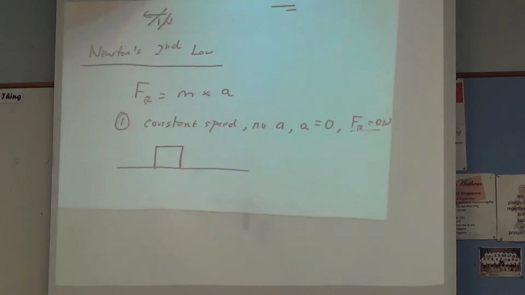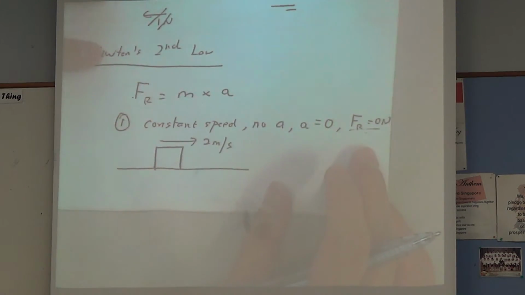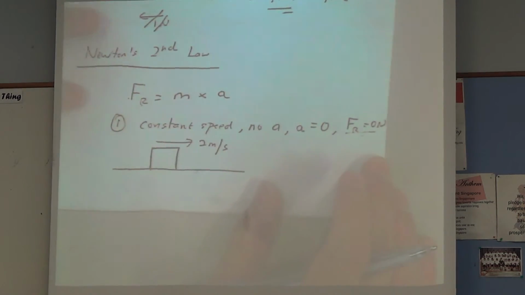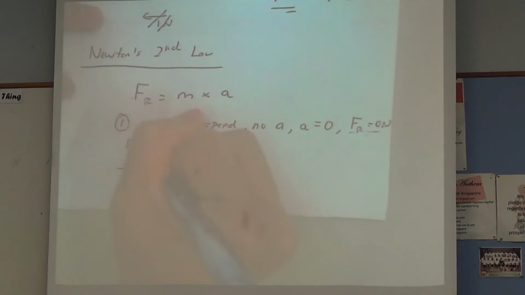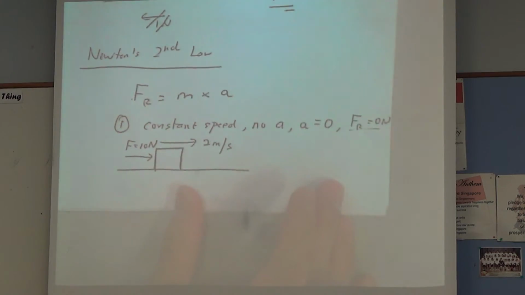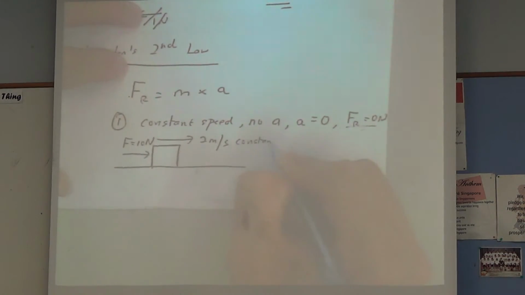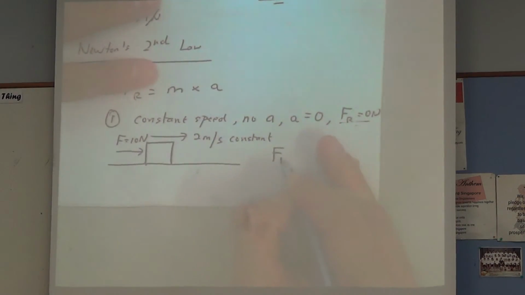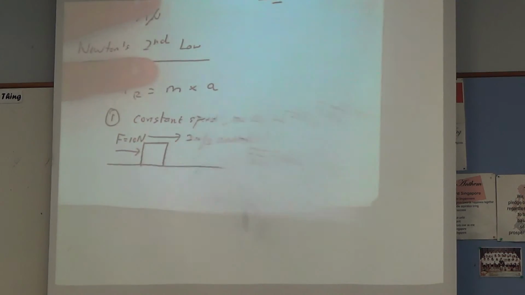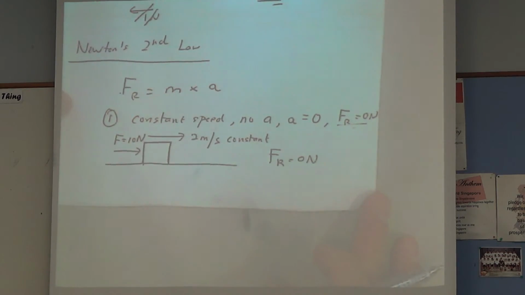This box is moving with a constant velocity of 2 meters per second. Now, in order for this box to move, I need to exert a force, right? Pushing this way, right? Let's say this force is 10 newtons. And I say, object is moving with a constant speed. Immediately, what can we imply? Resultant force is 0 newtons. We can imply this immediately because we have already concluded that because there's no A, there's no FR.